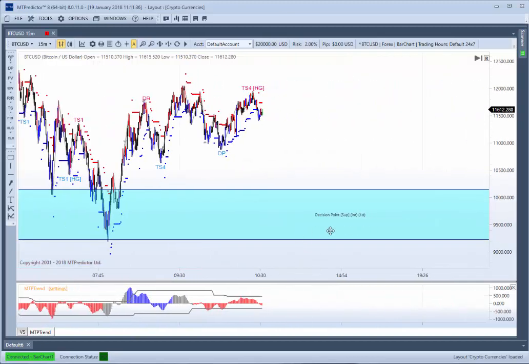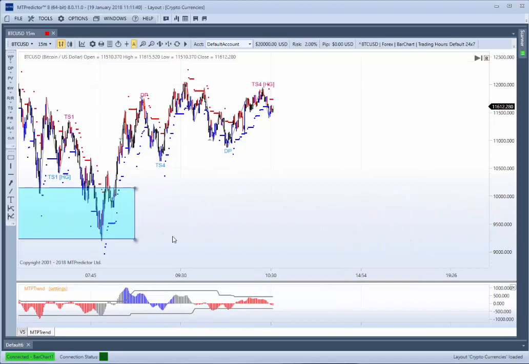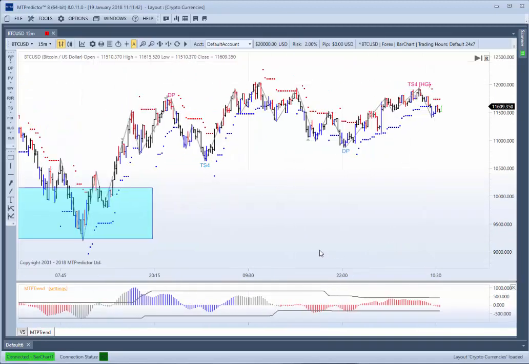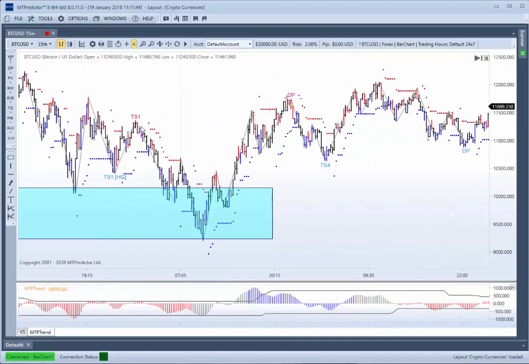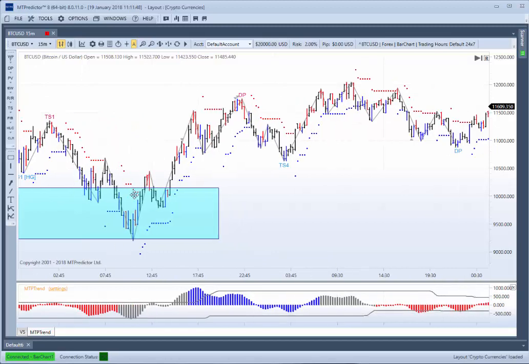Let's just try to move this along a bit so it's out of the way, because what I want to show you is what happened off this support zone. By the way, a nice TS1 sell going down into that support zone there. But what I liked off this support zone here was the rally off the low. So there was your higher time frame support coming in.